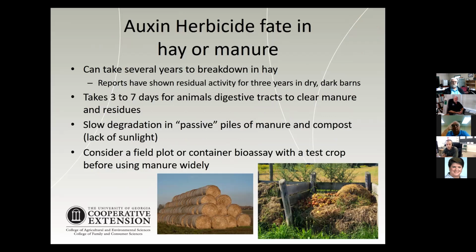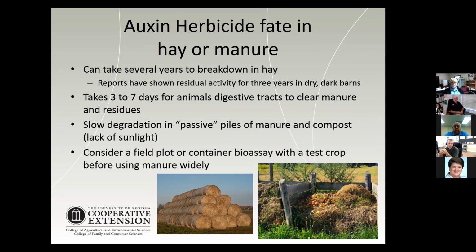So looking at these herbicides a little bit further as far as their movement, the big concern here today that I wanted to focus on is hay and manure. And realize, because they have the ability to linger for extended periods of time, it's also going to linger in hay that you harvest from that field. And it's also going to linger in the manure that comes out of those animals that are eating that hay. So when we're talking about hay specifically, if we put that hay in a bale, in a barn type situation, it's dark and it's a dry situation, and so it can last several years.